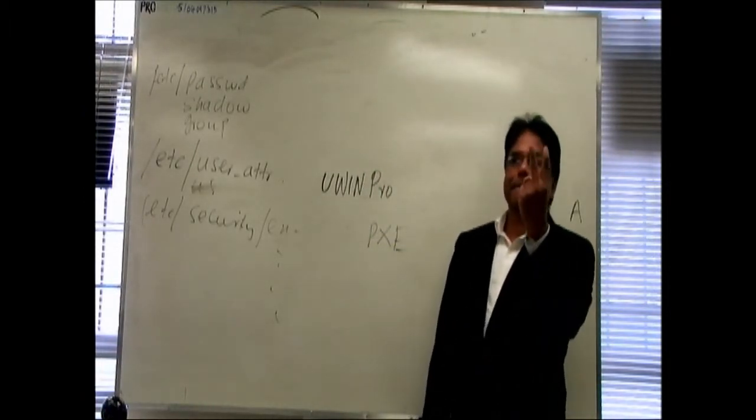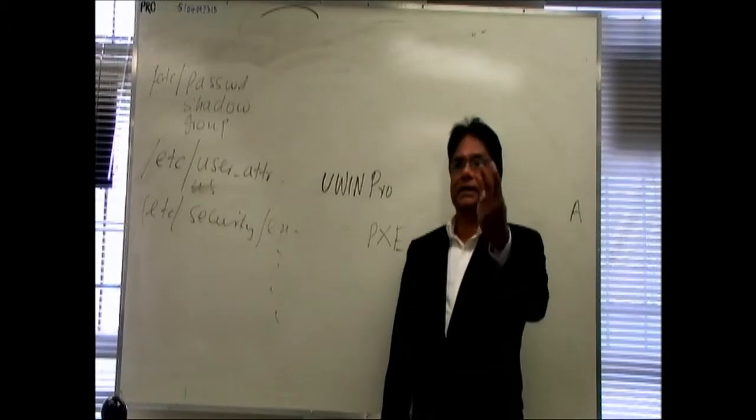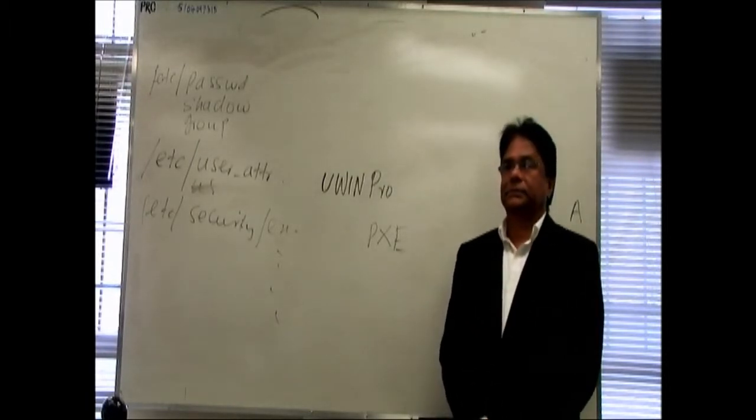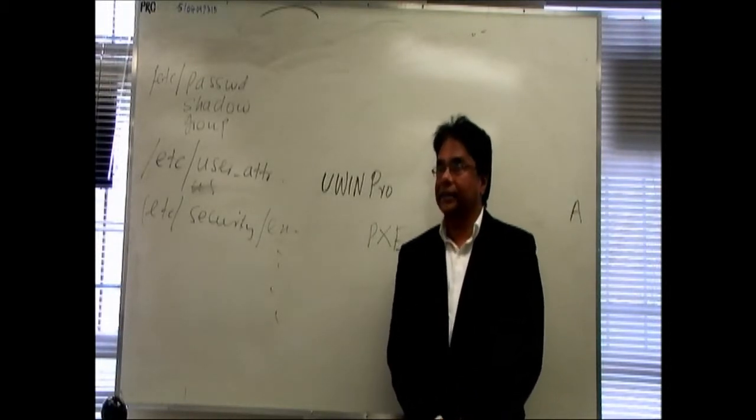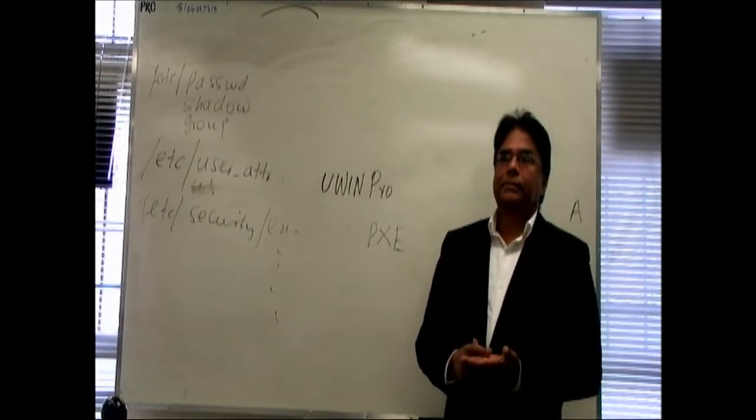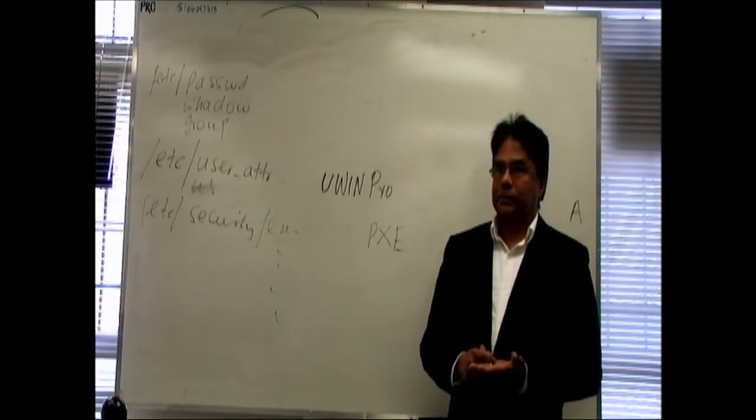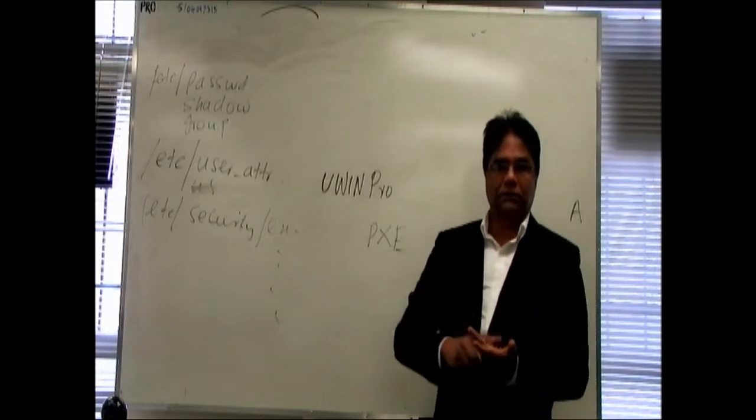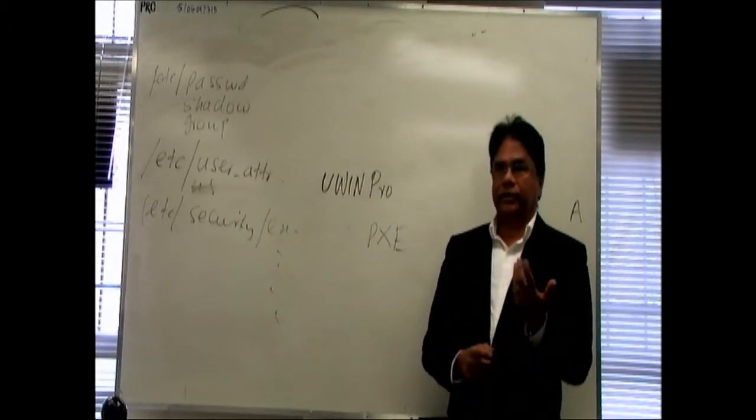In the selector there are two things: facility and level. Give me an example of a facility. Emergency is not a facility. Mail is a facility. Printing is a facility. It can also be a star, and star means all. User is a facility too. You have to know a few facilities.